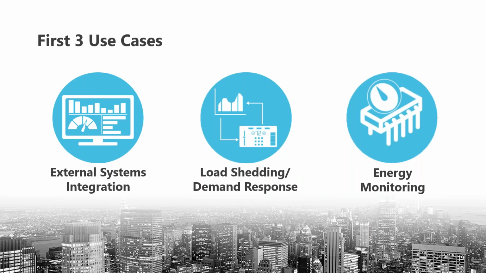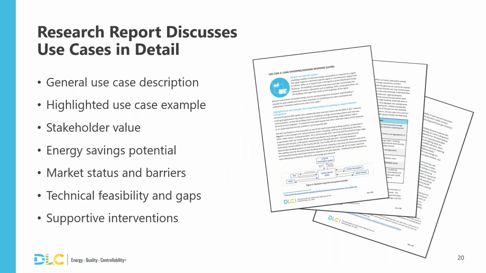We have chosen to focus on 3 initial use cases for interoperability. First is external systems integration, and particularly sharing occupancy data with HVAC systems. Second is load shedding and demand response to meet code and to support participation in utility demand response programs. Third is energy monitoring, to share energy usage reports with utility incentive programs.